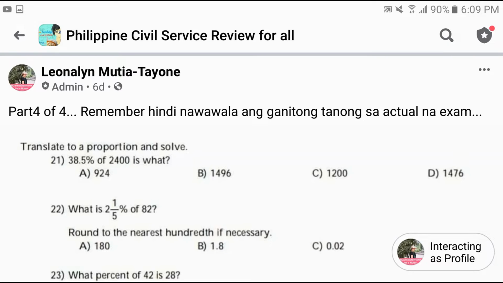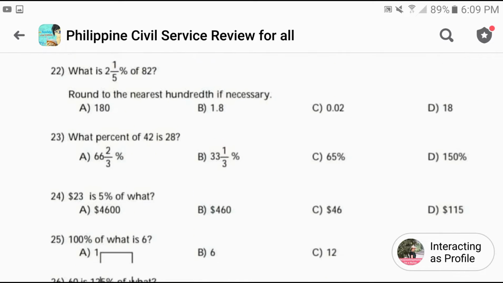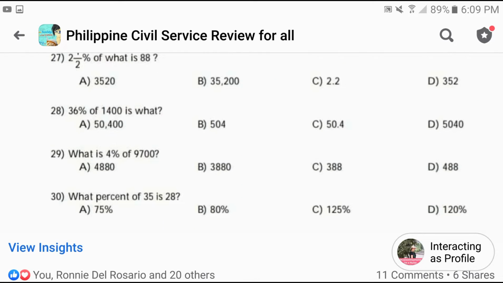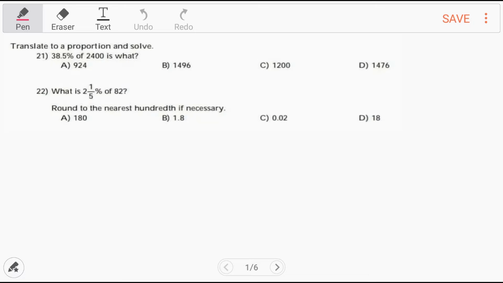Now, dito na tayo sa Part 4. Remember, hindi nawawala ang ganitong tanong sa actual na exam. So, this is from 21 to 30. Isa-isahin natin ito. Number 21.